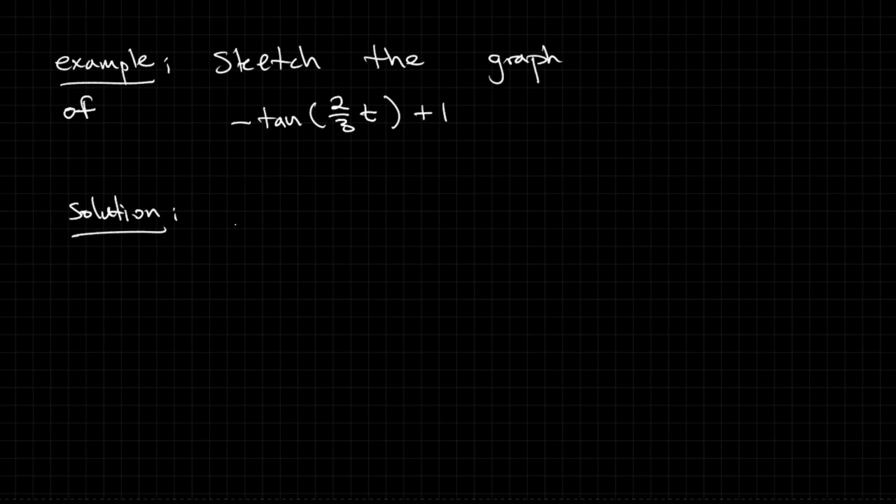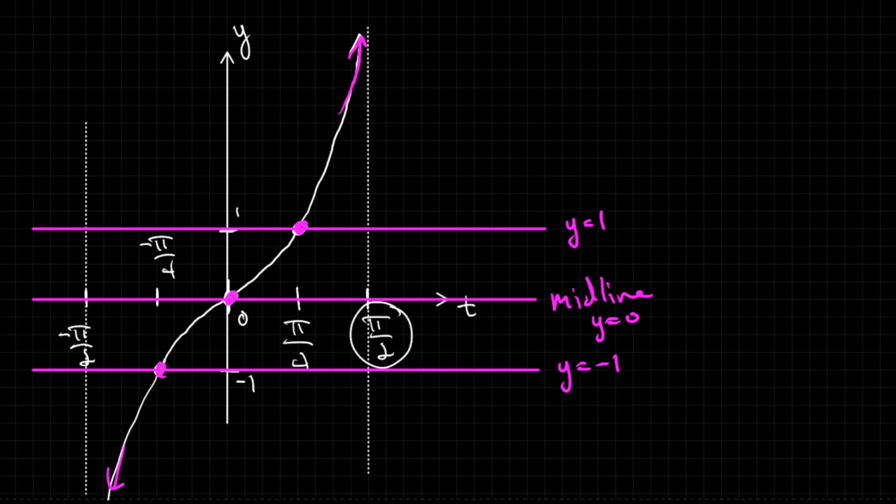Let's do an example of sketching the transformation of a tangent function. This will feel very similar to sketching transformations of other trigonometric functions, sine of t and cosine of t, but there will be some differences. However, we will follow the steps where we transform those important t-coordinates of minus pi over 2, minus pi over 4, 0, pi over 4, and pi over 2, and also transform the midline and the upper and lower lines.